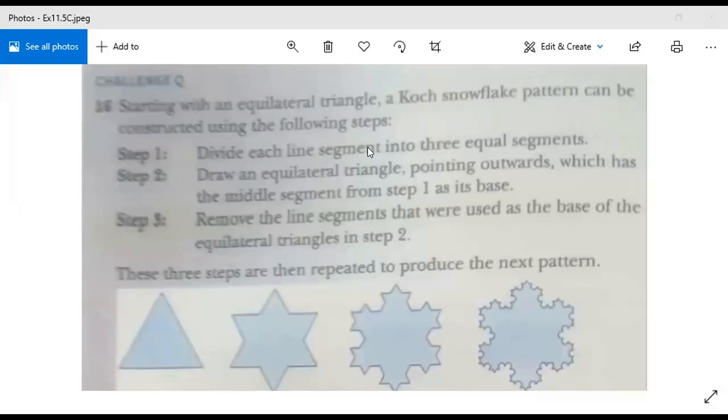Step 1. Divide each line segment into 3 equal segments. Step 2. Draw an equilateral triangle pointing outwards, which has the middle segment from step 1 as its base. Step 3. Remove the line segments that were used as the base of the equilateral triangle in step 2.